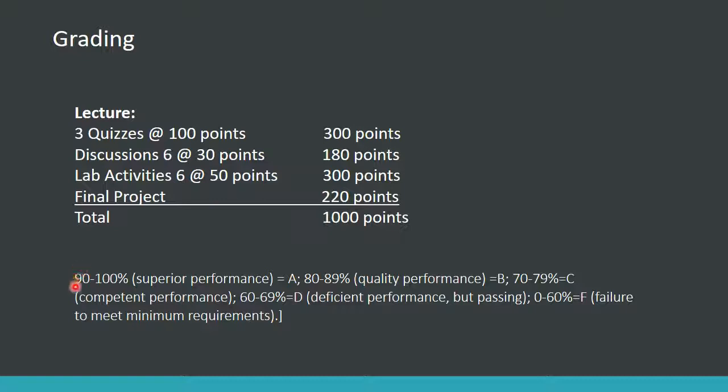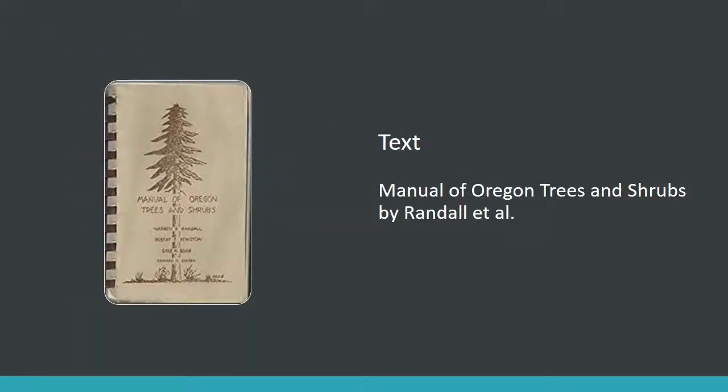Standard breakdown for grades, 90 to 100% is an A, 80 to 89% is a B, and so on. Your text for the course is Manual of Oregon Trees and Shrubs by Randall et al. You'll be using this to key out things on the quizzes, and you'll be using it to key out plants in the field. So it's definitely important that you have this same exact text. As I mentioned, we'll be using it each week to complete your assignments, key out plants, and on your tests. So please make sure, if you haven't already, that you get this text as soon as possible.